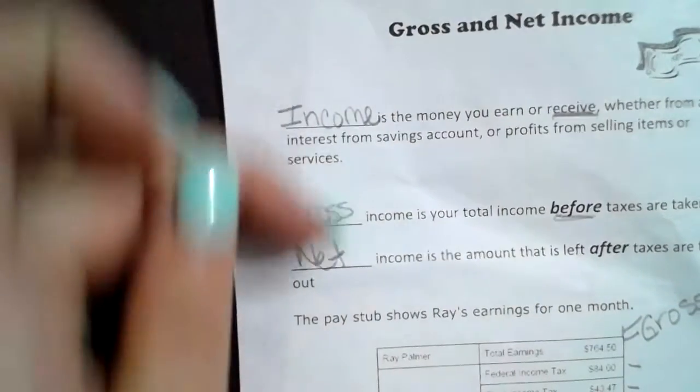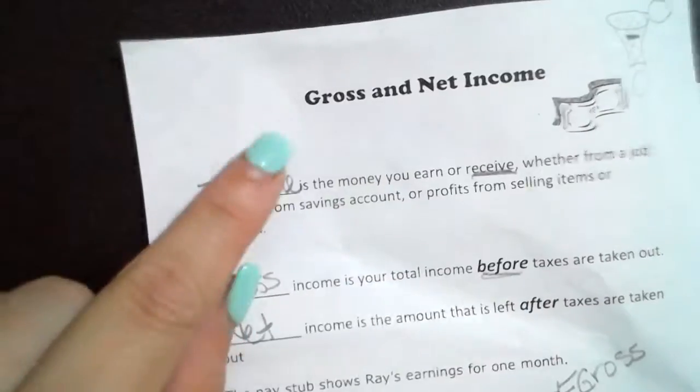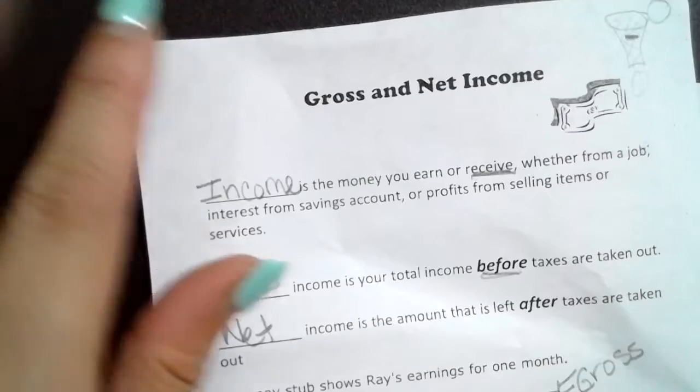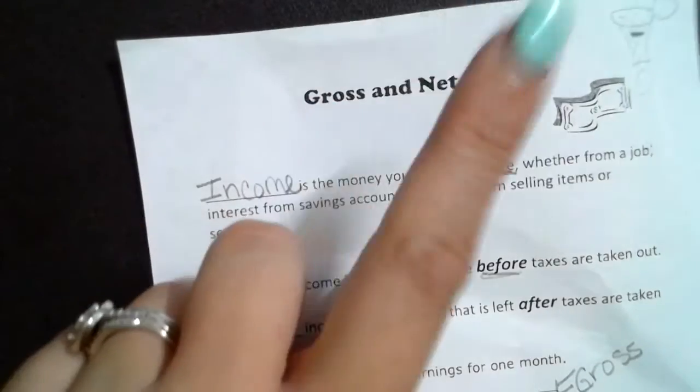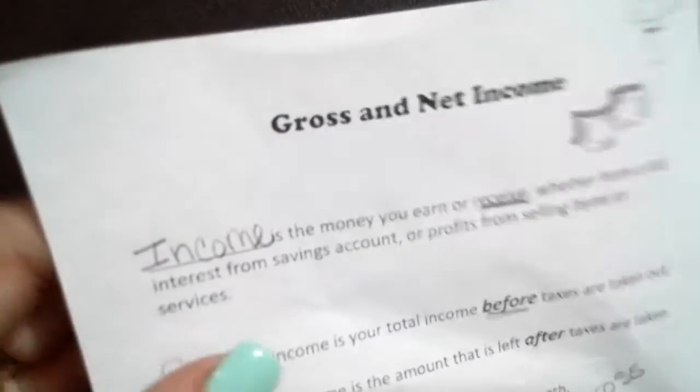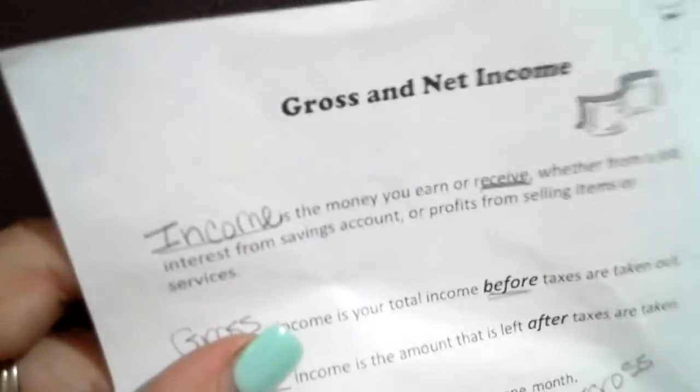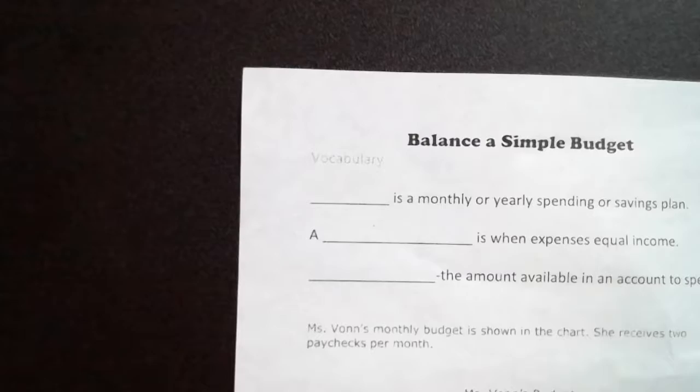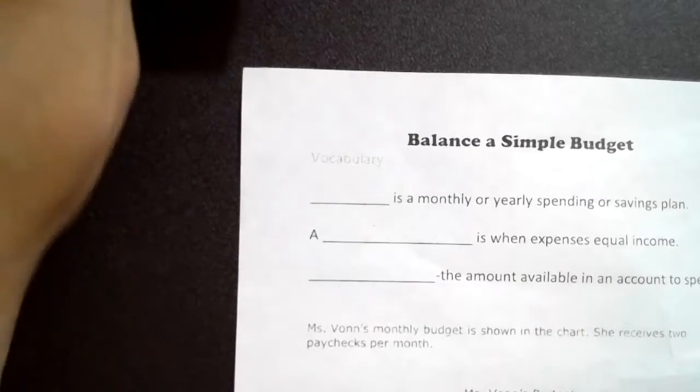So that's just to summarize what we talked about yesterday, gross and net income. Gross is before, net is after it goes through the net, and deductions are taken out. All right, so put that aside. We will put that into our math log all together in just a little bit.